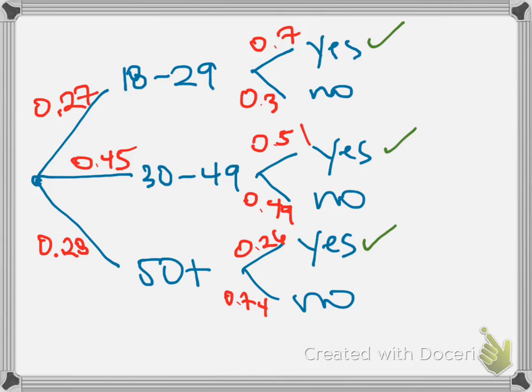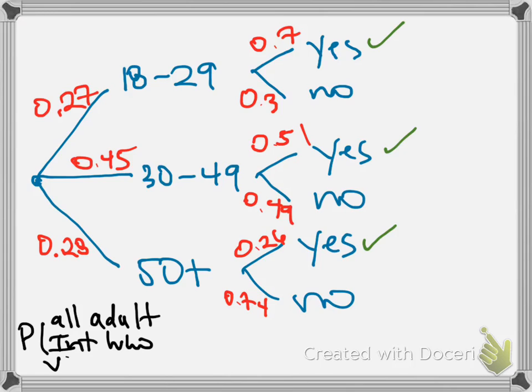So how are we going to do that? Well, again, our probability is all adult internet users who visit, I'll just say visit video. You know what I mean.